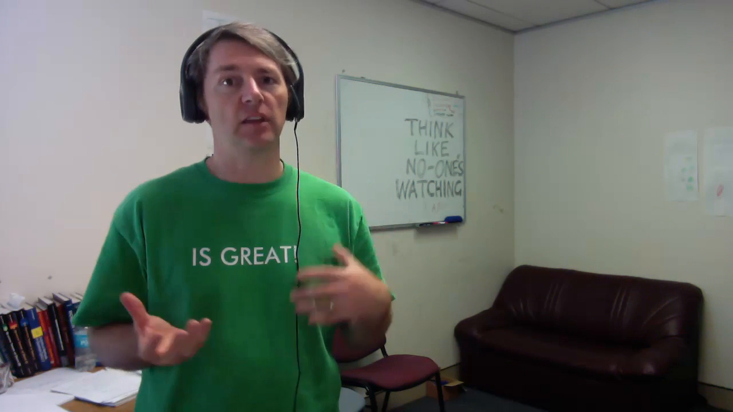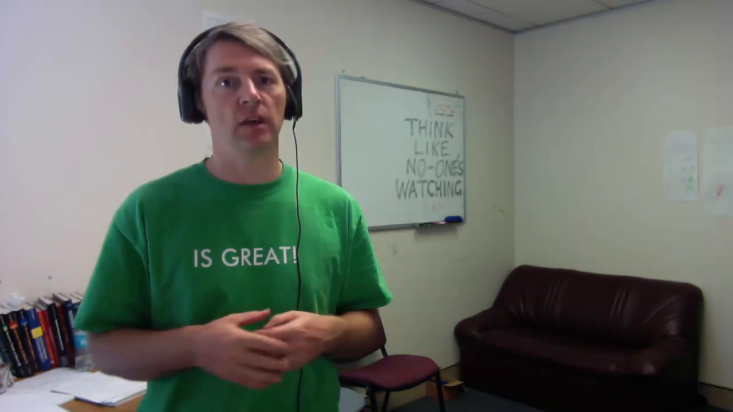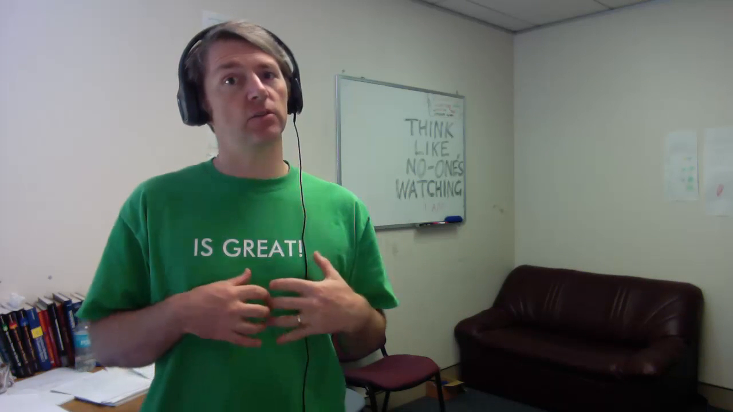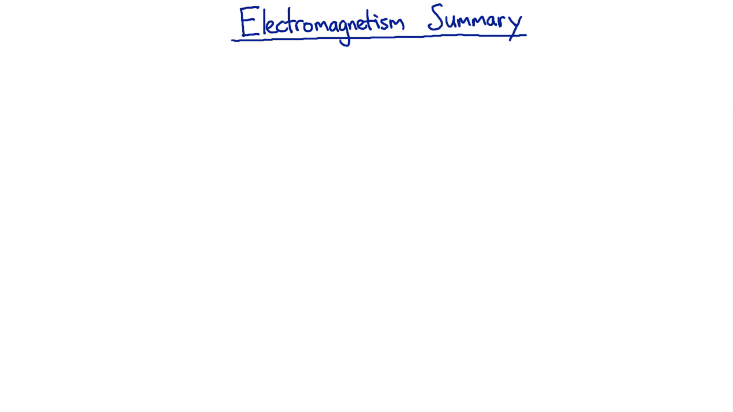So we know quantitatively where electric fields come from and what they do, and we've talked about where magnetic fields come from quantitatively. Now we need to talk about what they do quantitatively. And first, let's summarize what we've learned already. So we've learned about two kinds of things, electric fields and magnetic fields.